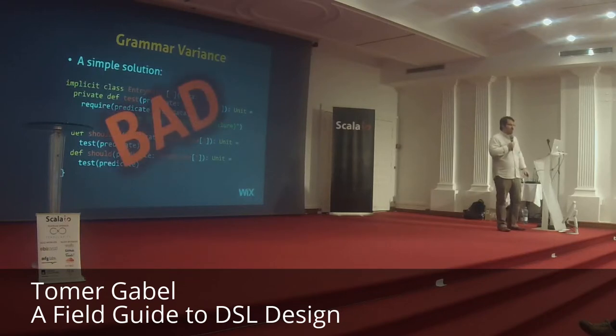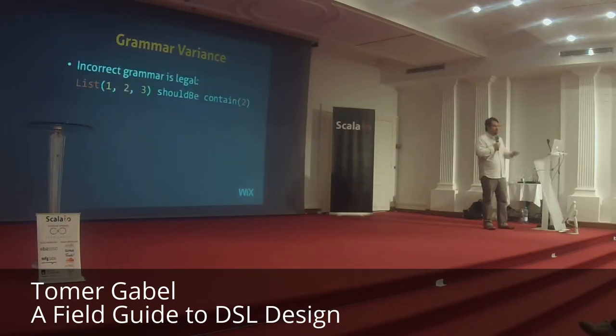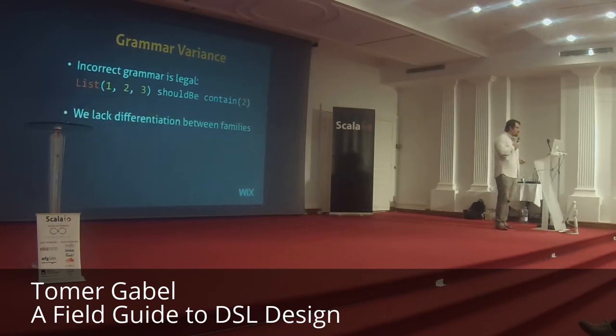This is very bad. The reason this is bad is because it allows users to have illegal expressions or illegal grammar at their usage site. So, for instance, in this case, list 1 to 3 should be contain 2. Pretty much anyone who has any grasp of English will look at this and start cursing, because this is crappy English. But there's nothing encoded in our domain language that makes this impossible to do. So what we lack is an ability to differentiate between these two families of predicates.